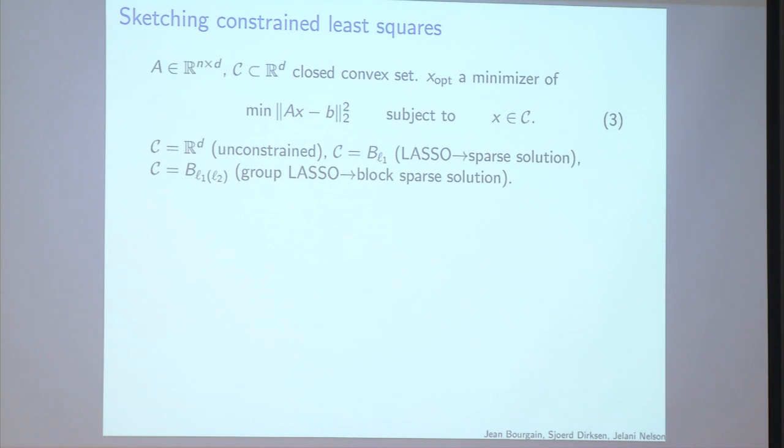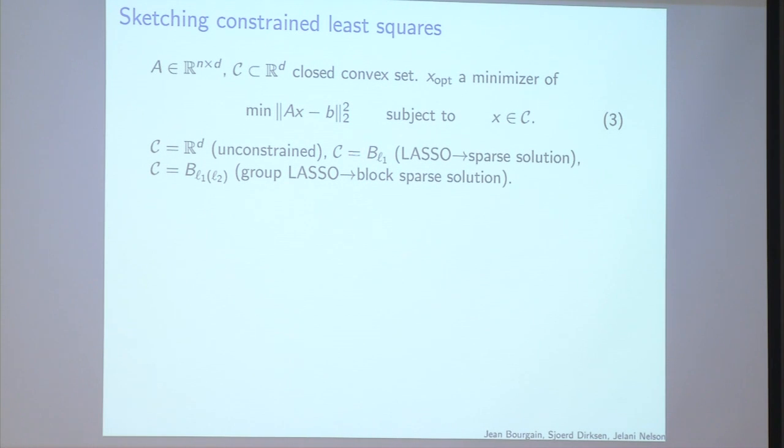So let's look at the problem of computing the least squares estimate under some constraint. I take some coefficient matrix A. C is a closed convex set. And let's say that X opt is the least squares solution under this constraint, the least squares solution which is in this convex set C. So there are many interesting instances of this program. If I take R^d, this is simply unconstrained.